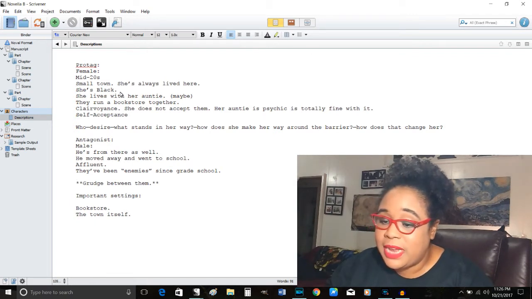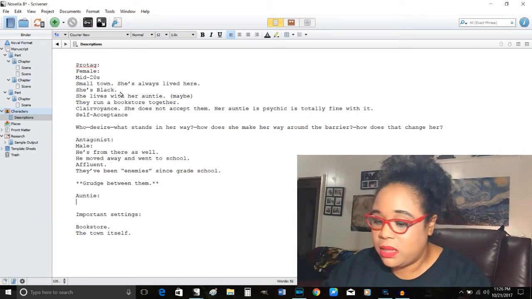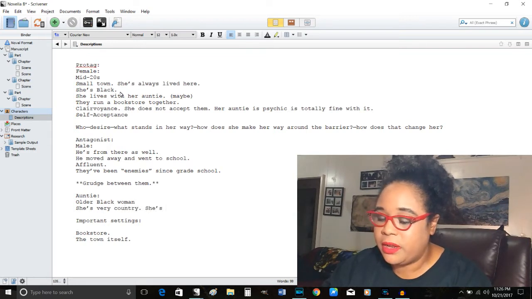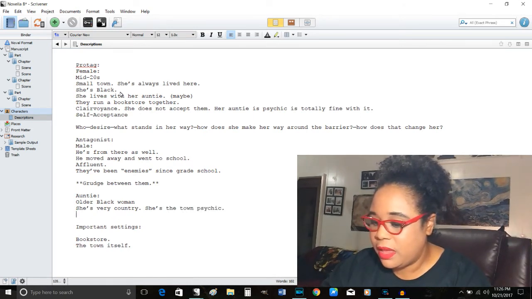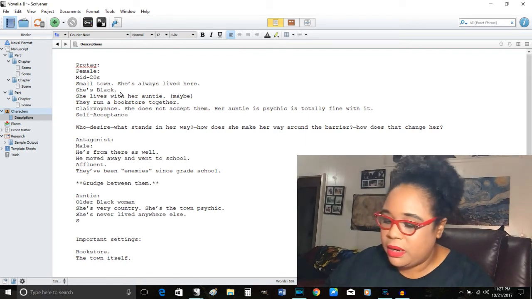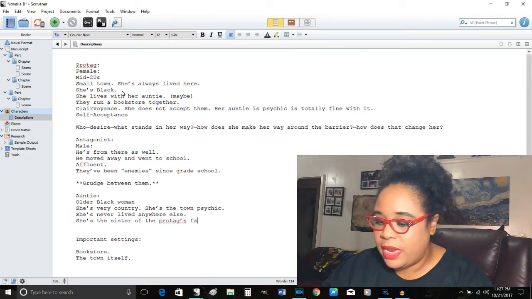The antagonist, the protag, and the auntie. And the auntie is an older black woman. She's very country. She's the town psychic, and she's never lived anywhere else, and she's the sister of the protag's father, who has passed away.